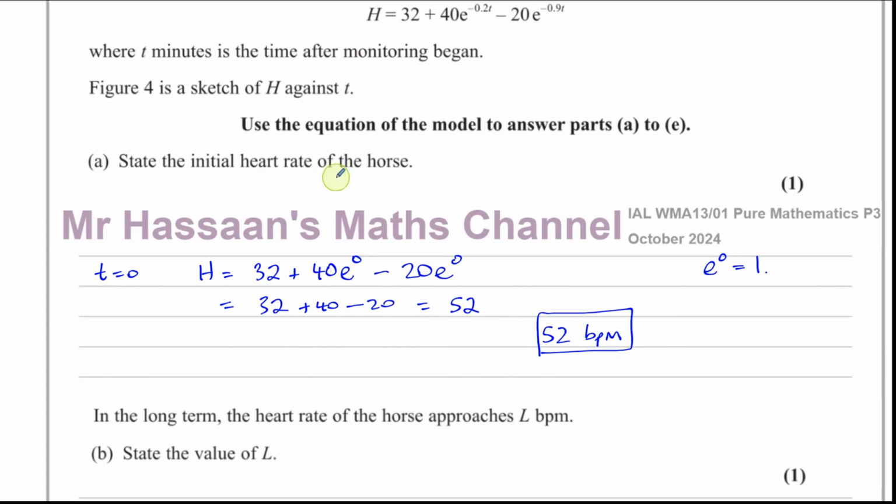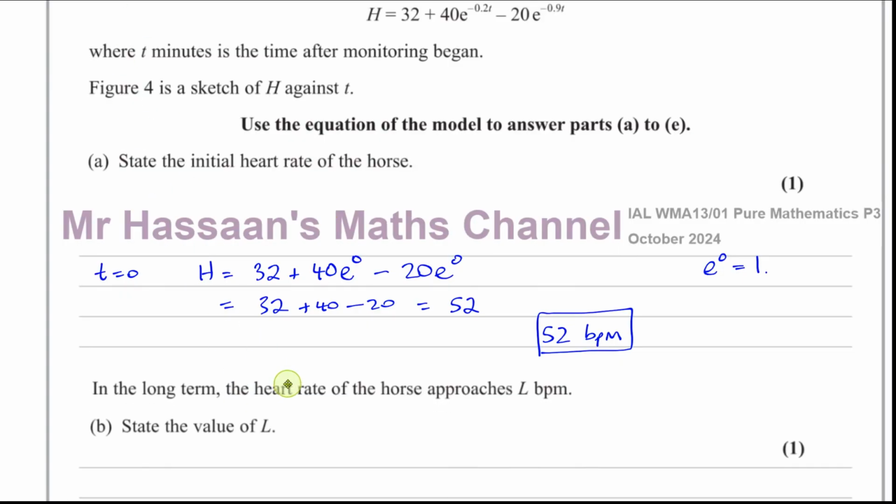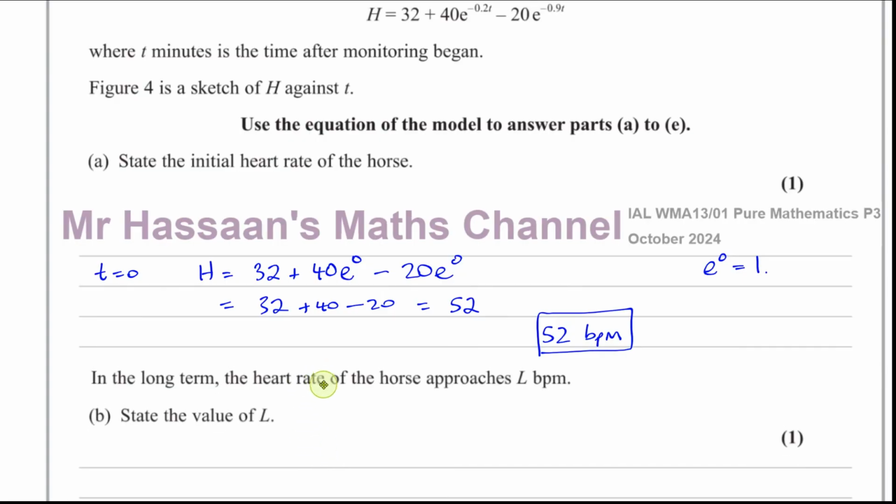They ask you in this way, for example here in part B, it says in the long term the heart rate of the horse approaches L BPM. State the value of L. In this case, the units of L are defined in the question, so here you just have to write down the value of L. You don't have to write down the unit with it. In this case, it's saying find the initial heart rate of the horse, so you should put beats per minute. That's the difference between these two wordings of the question.